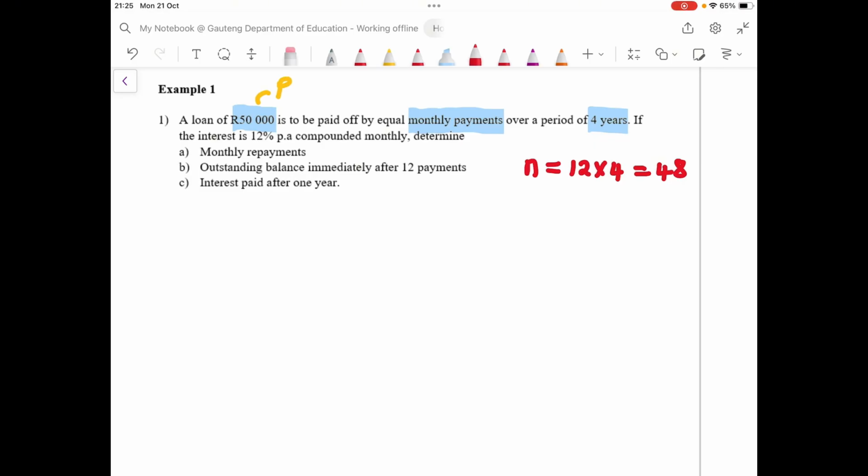If the interest is 12% per annum compounded monthly, that means your I here will be 0.12 over 12. Remember, 12% is the same as 12 over 100. Because it is compounded monthly, it must be over 12. And then the first question here, we are required to calculate the monthly repayments. So every month, how much is this person going to pay? So we are looking for that value of X.